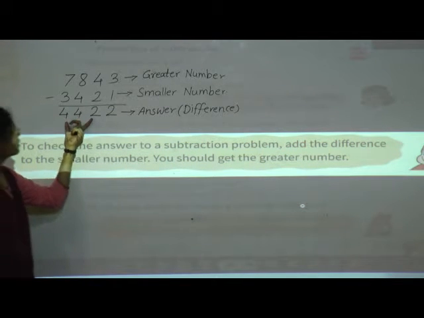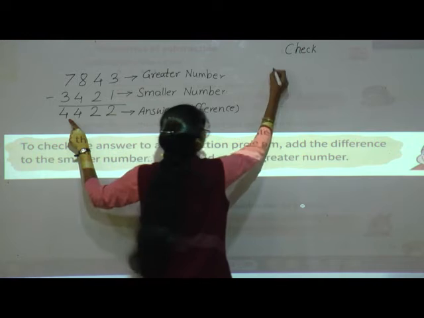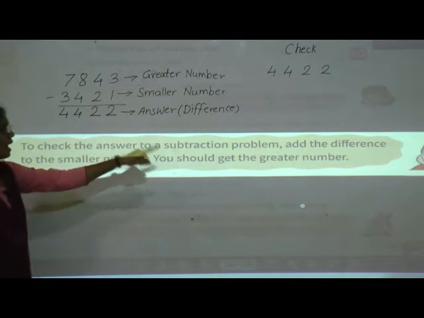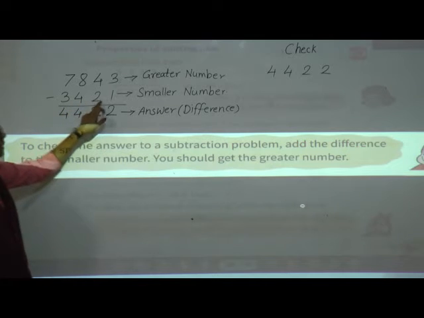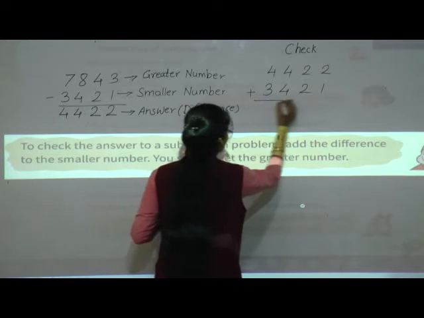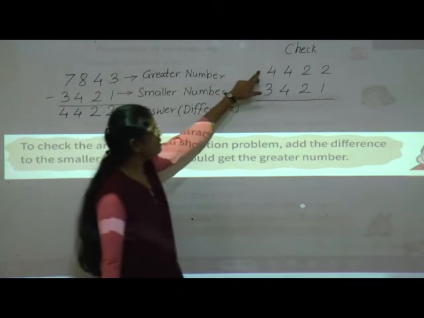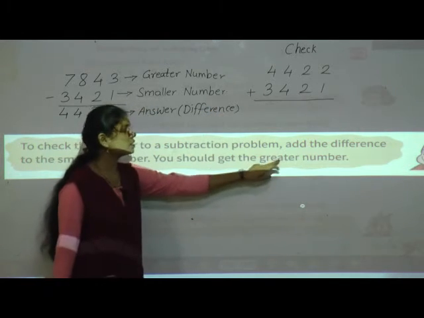Now what is the difference? Here we will check. The difference is 4422. Now what we have to do? Add the difference to the smaller number. Now what is the smaller number? The smaller number is 3421. Now what we have to do? We have to add these two numbers. Why? Because we have to say whether the answer is correct or no. Now this is the difference and this is the smaller number. If we add these two numbers, we should get the greater number.